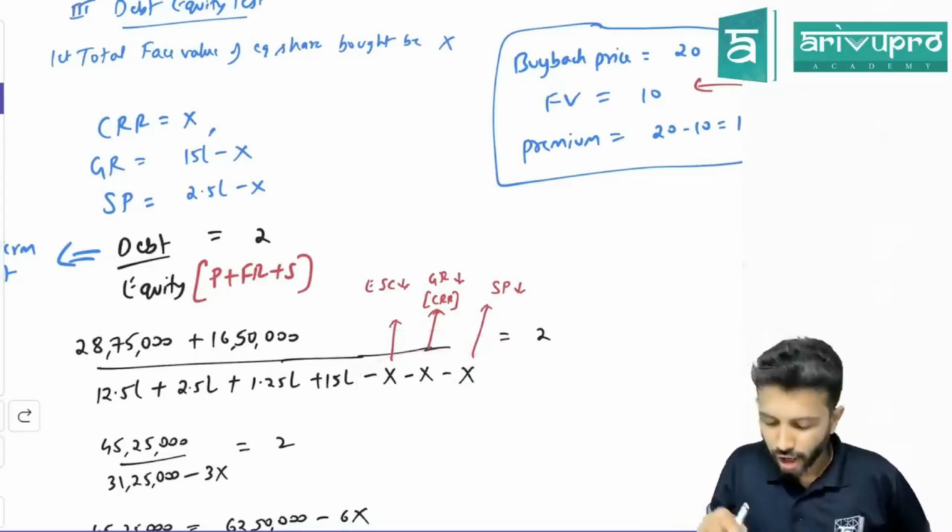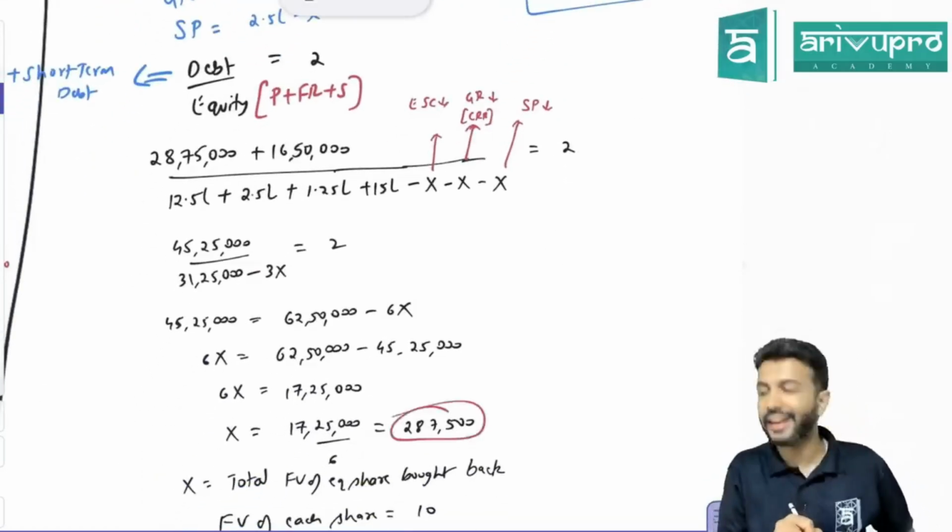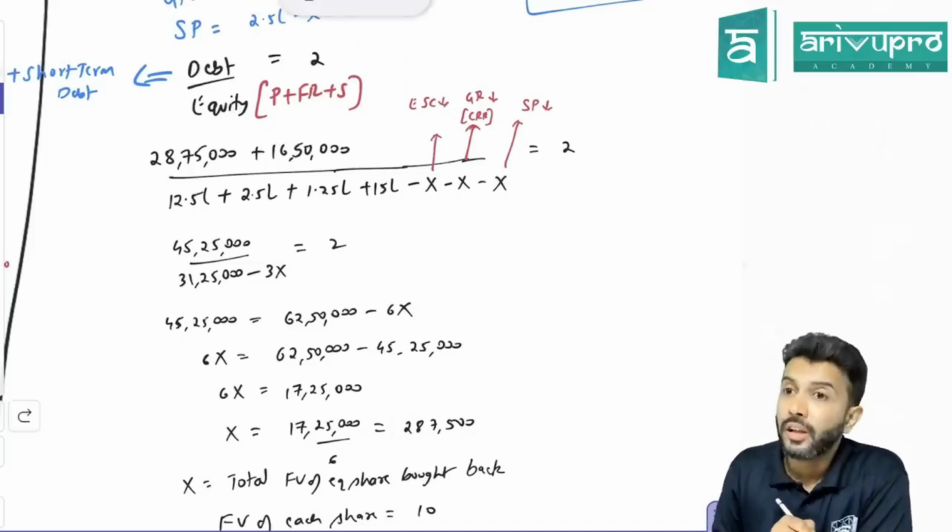Okay, solve the equation. That's all. Minus 3X if you do. If you solve the equation, you're going to get X to be 2,87,500. Any doubts?